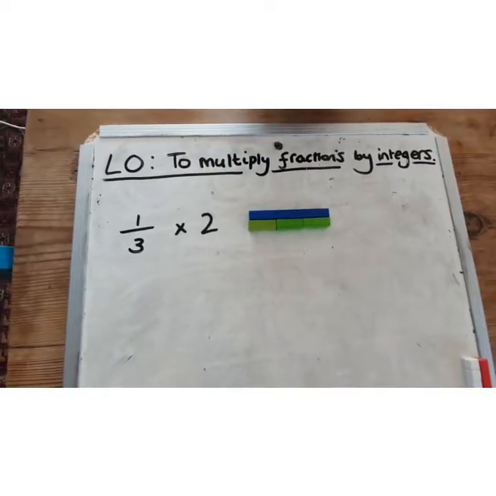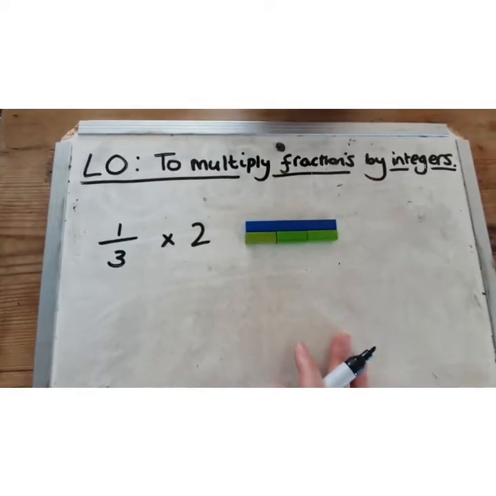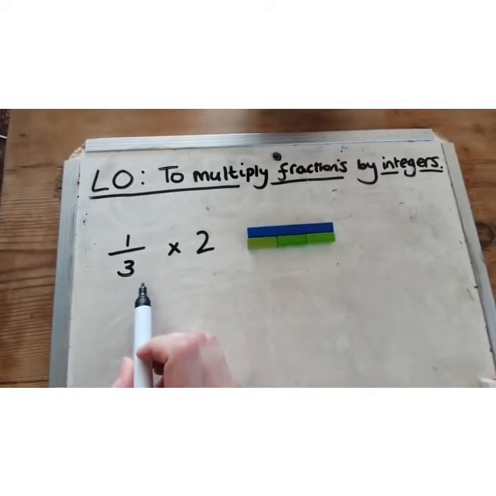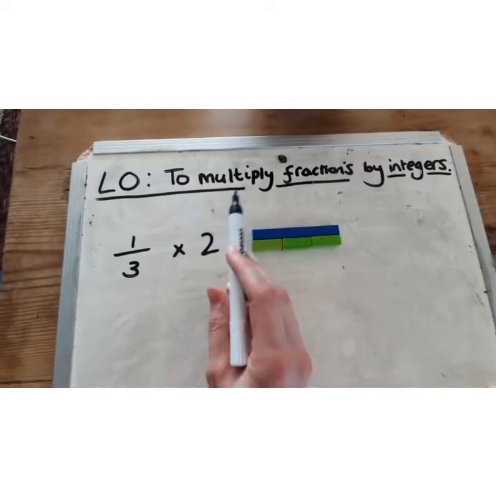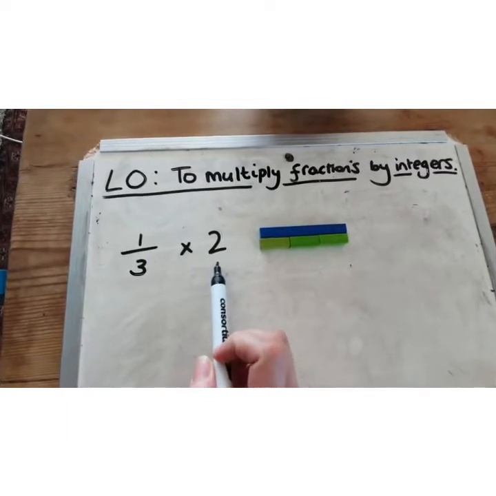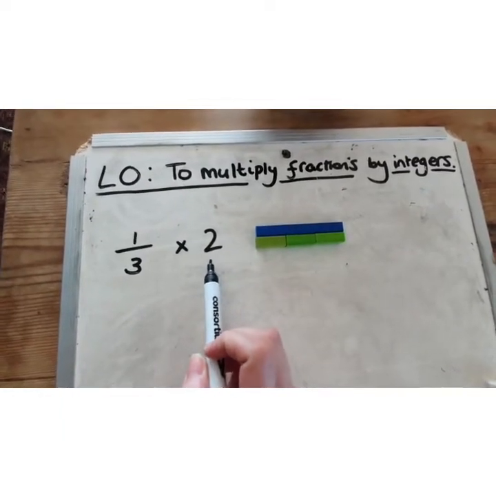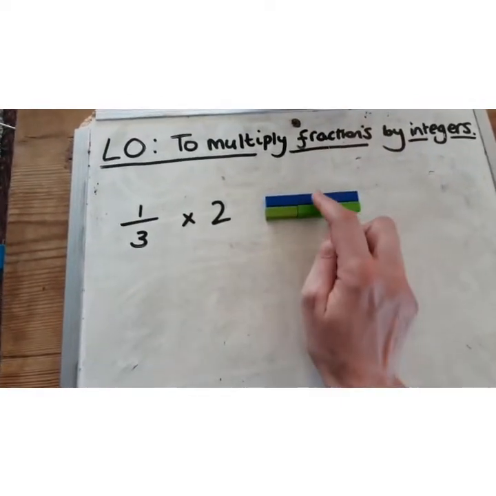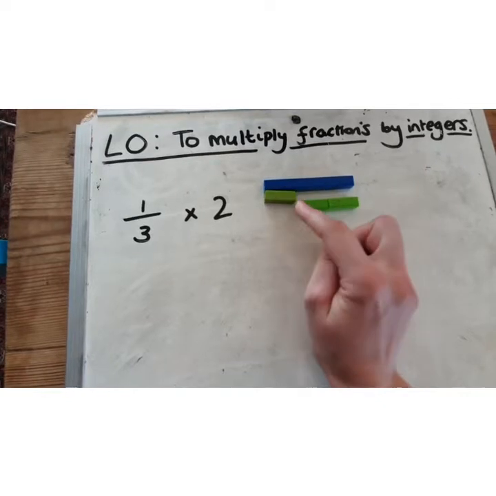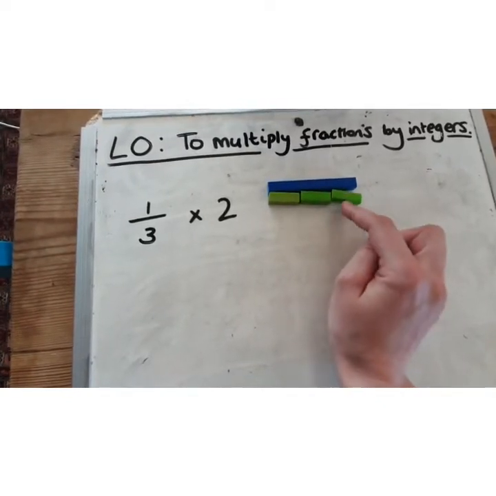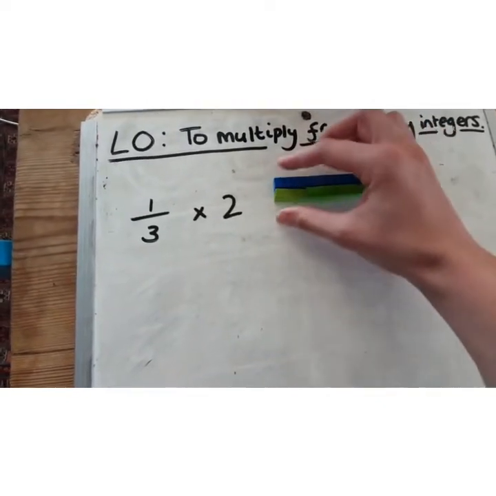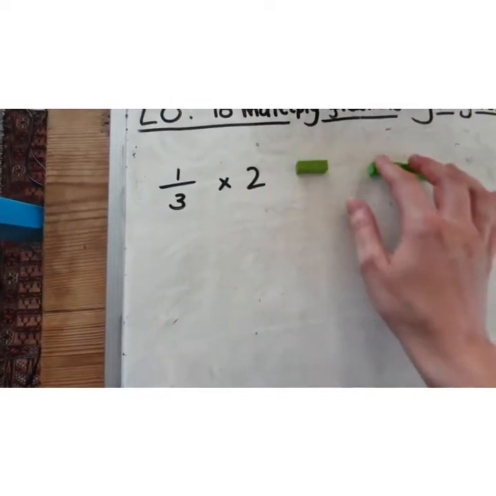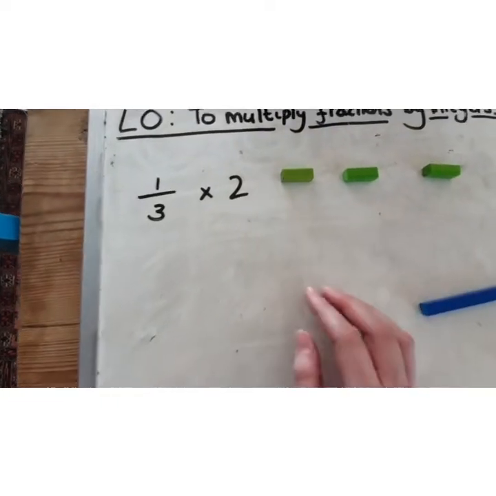Okay, so let's start with our first question. We are going to start with 1/3 times by 2. So this is my fraction, and we are multiplying fractions by our integer. So our integer in this calculation is 2. So here I have showed you that this is my whole, and this is 3/3. And as we know, 3/3 equals 1 whole. So I'm going to take this away for a second, and I've got my 3/3 here.